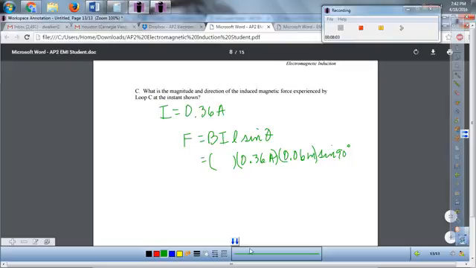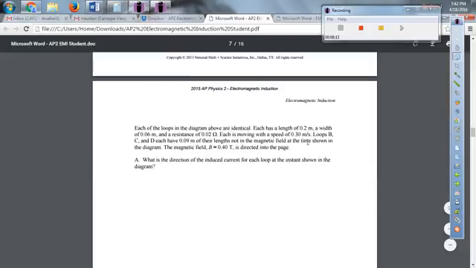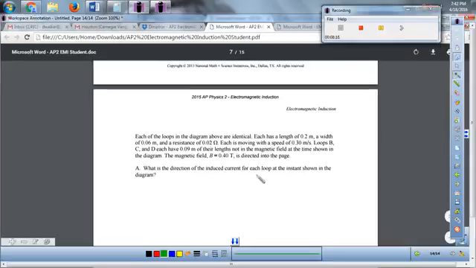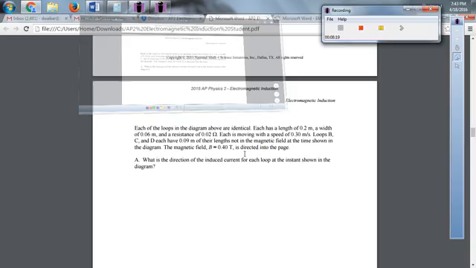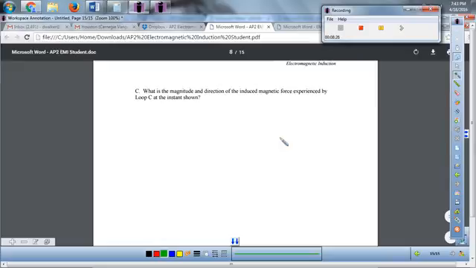So we've got to look up the magnetic field strength, so let's go up here and see if we can find it. 0.4, okay. So there's what we had. So I have F is equal to BIL sine theta. I lost my writing, but that's okay. We can do this now.